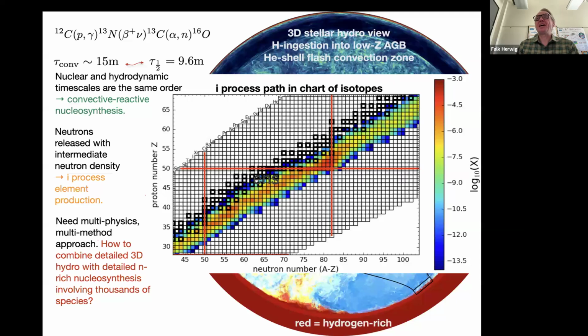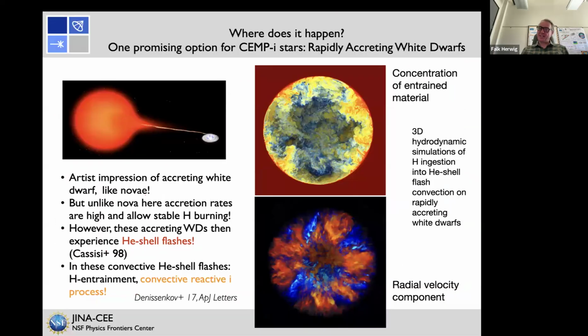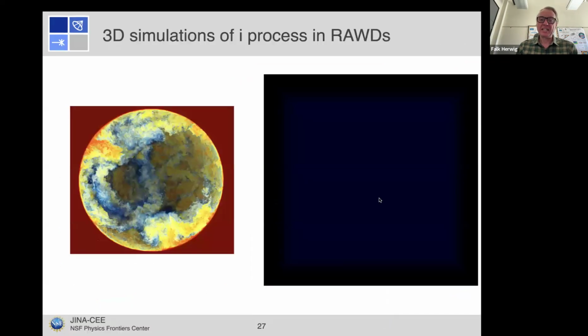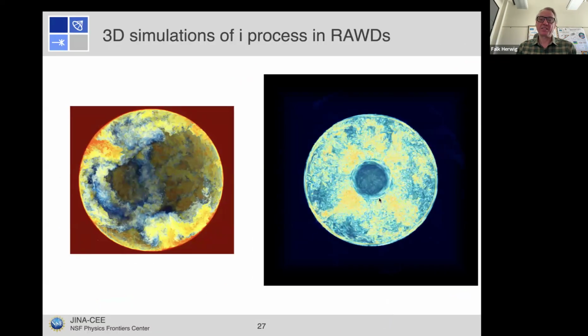And then we have ways how we can post-process scenarios like this that I can't go into detail. One of the astrophysical sites where this can take place are these rapidly accreting white dwarfs. Think nova, but at a much higher accretion rate. And they do helium shell flashes, and they do repeated helium shell flashes. And you can do a hydrodynamic simulation.